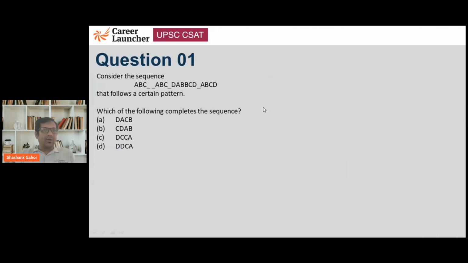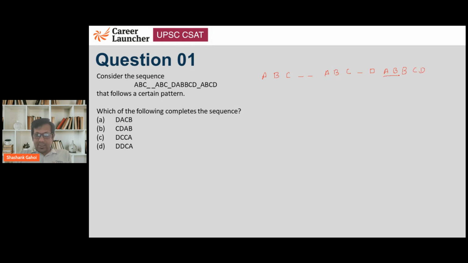Now, consider the sequence. The question says it follows a certain pattern, and asks how we complete the pattern. So what is given to us? That is A, then B, then C, then there are two spaces. Then I have A, B, C. Then again some space, then D. Then A, then B, then B, then C, then D.